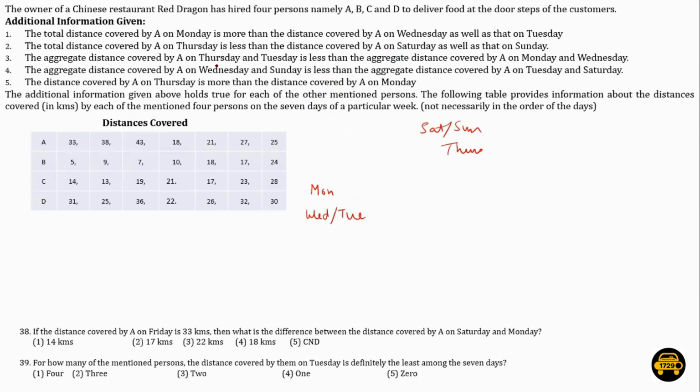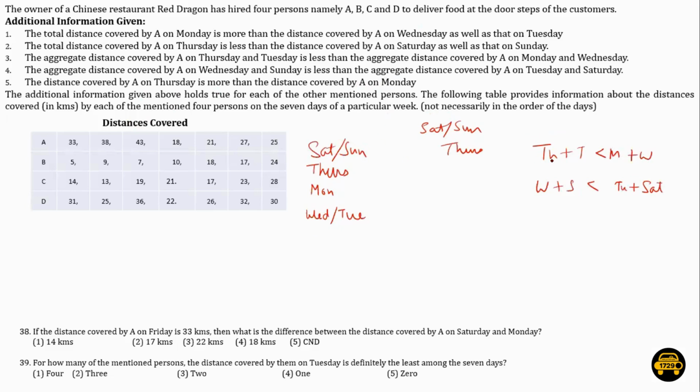Okay. Now the total of Thursday and Tuesday, Thursday plus Tuesday, is less than Monday and Wednesday. Okay. And again, we have the total of Wednesday and Sunday. Wednesday and Sunday is less than Tuesday plus Saturday. Okay. And Thursday is more than Monday. So of course we can write this particular thing here. So Thursday will come like this. Now we don't know about Saturday, Sunday, which one is greater, and Wednesday, Tuesday, which one is lesser or greater. All right. And we of course have no information about Friday.